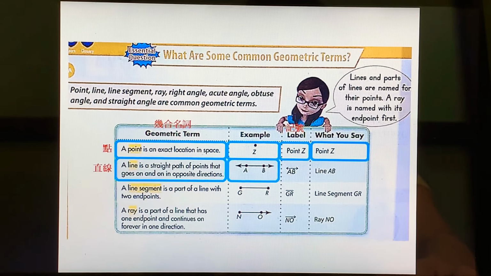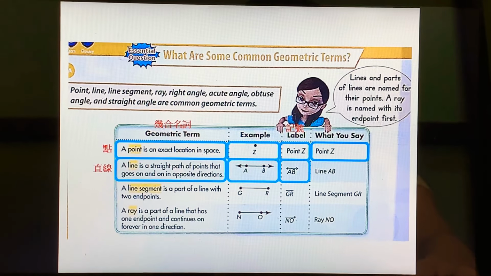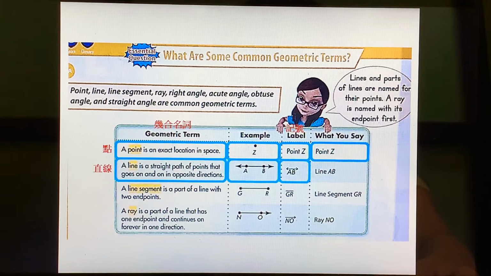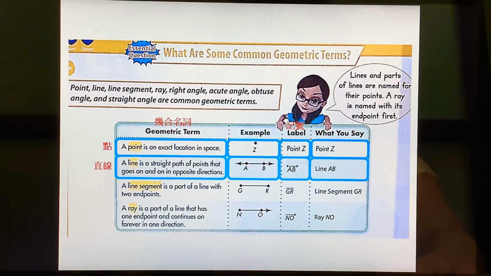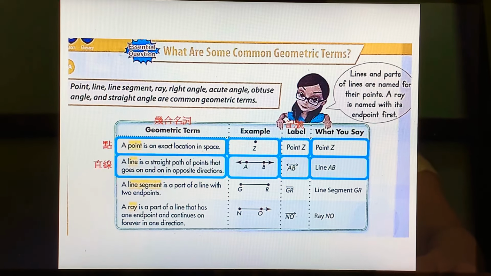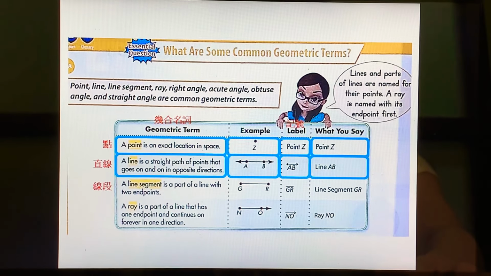B 这两个不同方向无限延伸。How we label it? This is how we write it. 这是我们的写法，AB 直线的写法，要有箭头，双箭头。How we say it? Line AB. Next term, line segment, 线段, line segment.